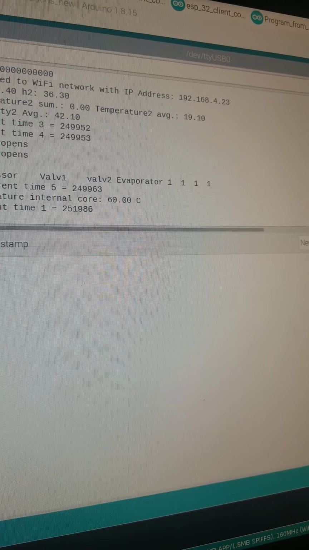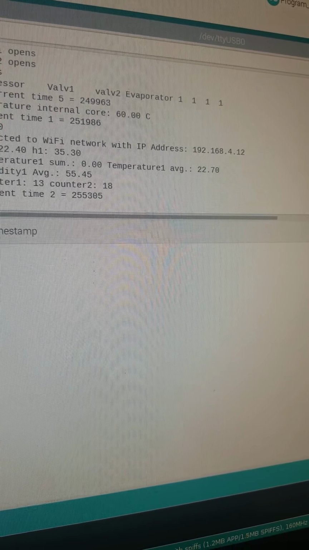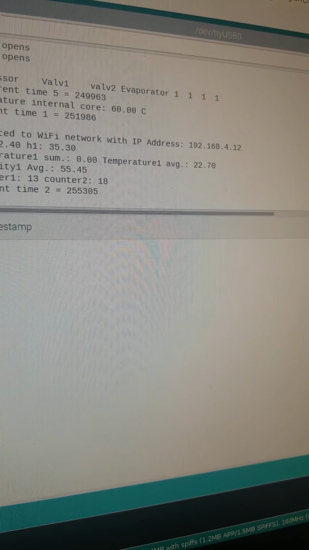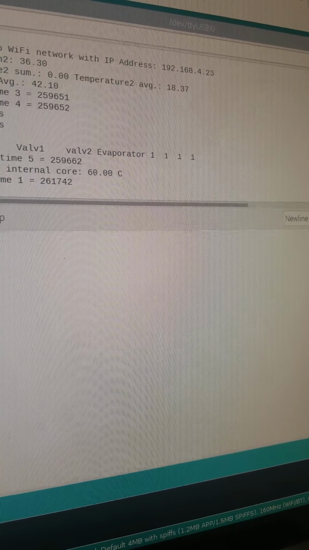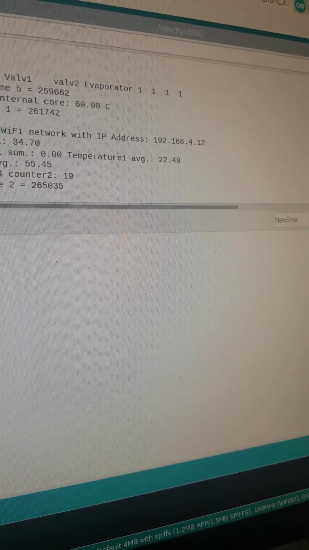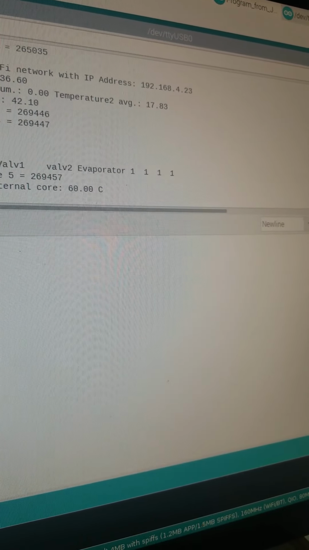A closed valve is represented by a number 0, and a working compressor is represented with 1, and when it's not working it's a 0. Same thing with the evaporator. Right now those are the only 4 control systems that we have.